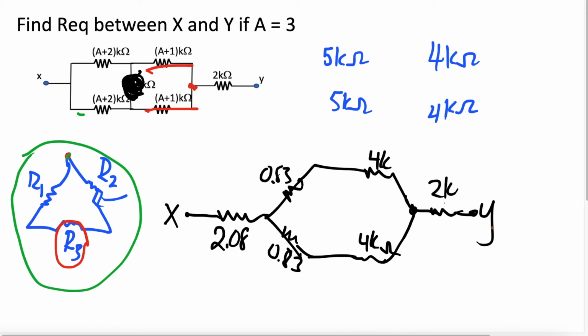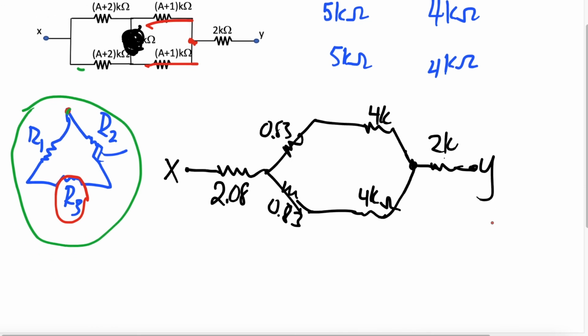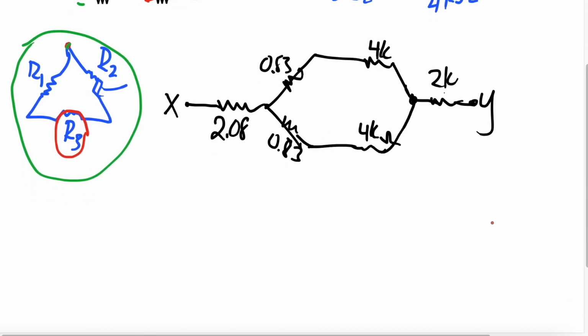So if our circuit becomes this, let's simplify it even further and make it easier to solve. We know how to find resistors in parallel. As we can see here, the 0.83 is in parallel with the 4 on the top, and the 0.83 is in parallel with the 4 on the bottom, as there's no node in between them over here. So these two nodes are non-existent. So these are in series.